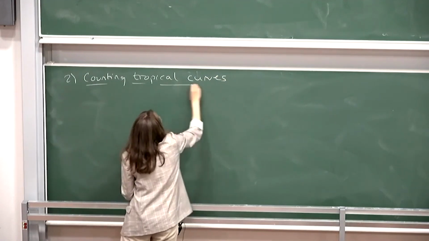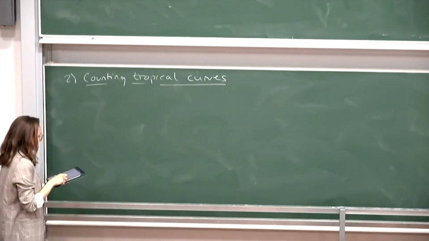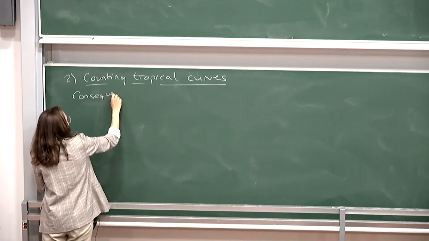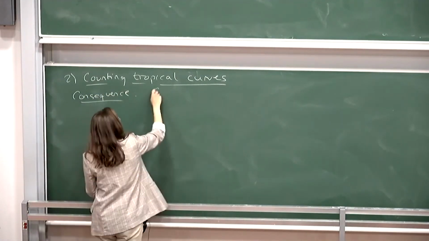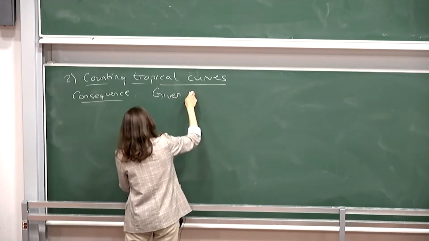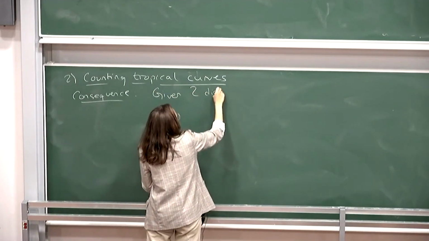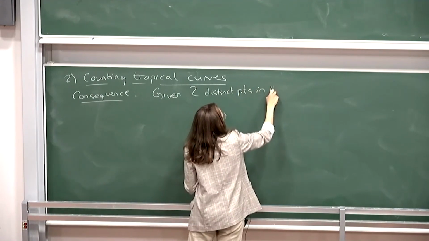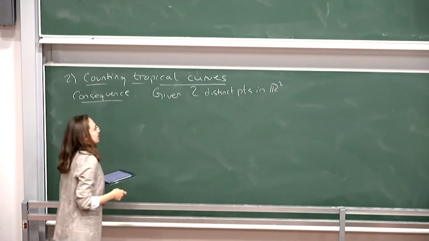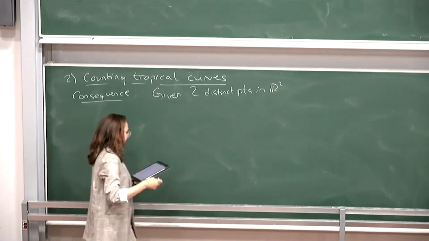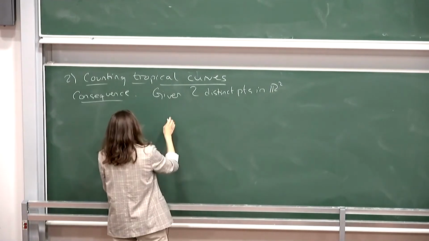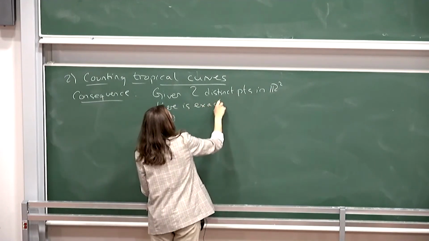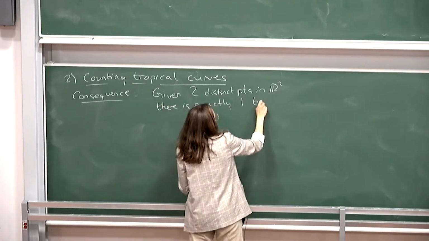Let's at least count tropical lines, and I claim that given two distinct points in R2, and they should be general enough, there is exactly one tropical line through them.